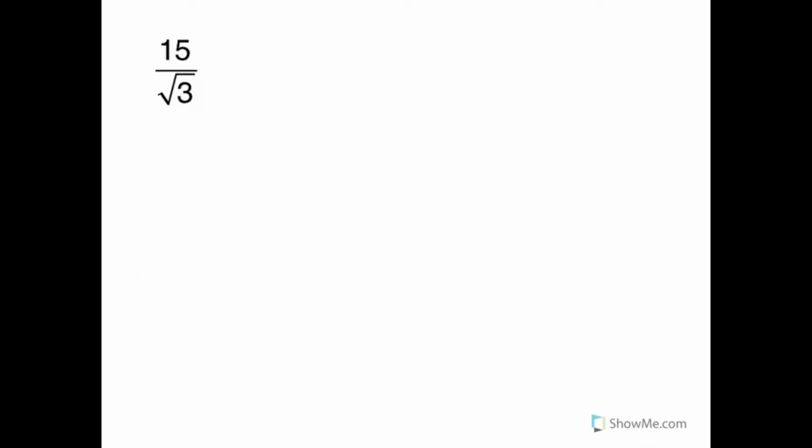If I have a radical in the denominator of a fraction, that's an irrational number in the denominator. To rationalize the denominator means to change an irrational number into a rational number. Why?